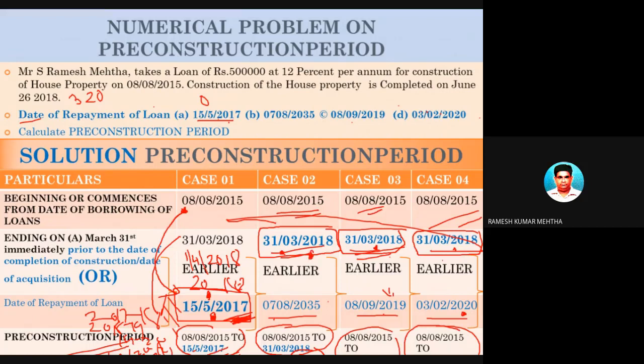In this case, the house property came into existence on 26th June 2018. That is in the year 2018-19. So 2018-19, 2019-20, 2020-21, 21-22, 22-23. So you have to show 80,000 rupees as deduction under interest on pre-construction period.